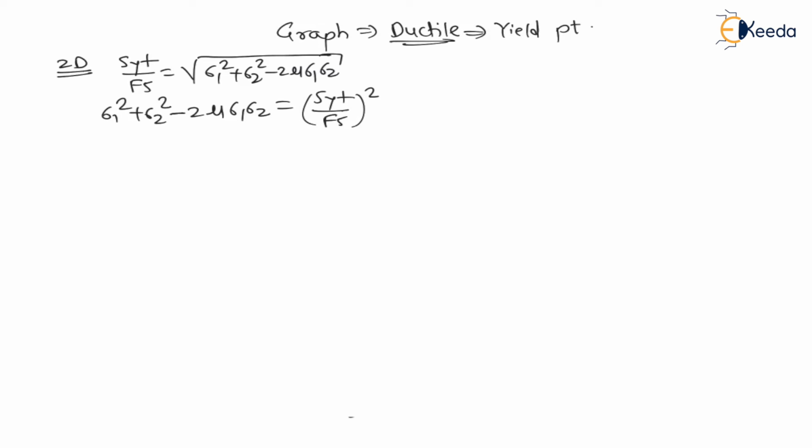Now see, the equation looks similar to x square plus y square minus 2b xy is equal to a square. The equation looks like this, and this is the equation of an ellipse. Therefore, the graph will be an ellipse.